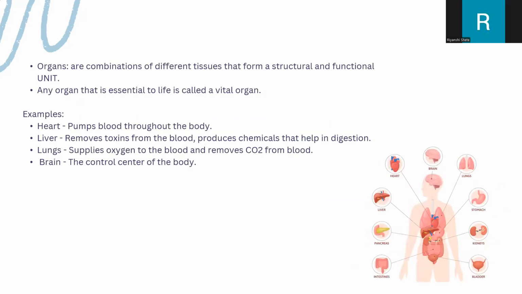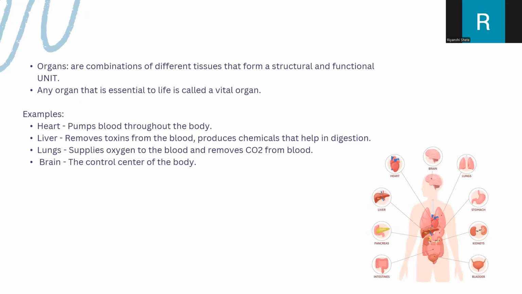Now, what are organs? Organs are combinations of different tissues that form a structural and functional unit. What is tissue we have seen? We have seen that a group of cells forms the tissue, and a group of tissues now forms the organs. We have learned about the levels of organization in the human.